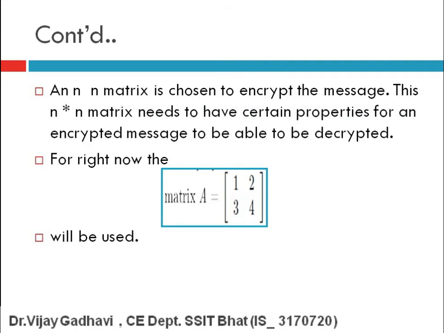An n by n matrix is chosen to encrypt a message. This n by n matrix needs to have certain properties for an encrypted message to be able to be decrypted. The strength of the Hill cipher is that it completely hides single letter frequencies.